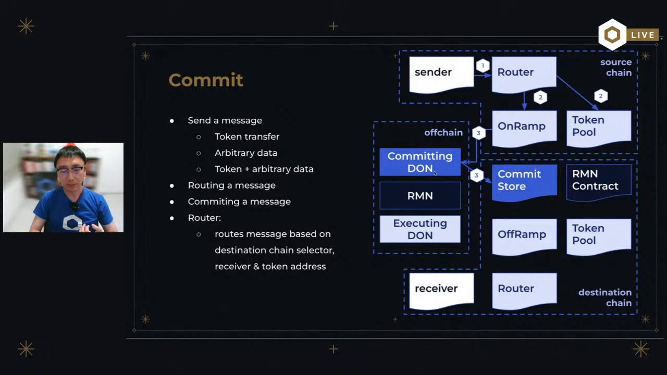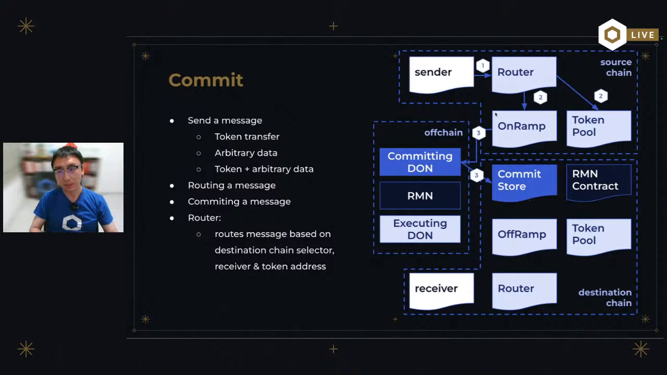And the decentralized Oracle network will get the necessary information from the log and then relay it to the commit store, this smart contract in the destination chain, with the Merkle tree proof. And this is step number one, the commit. In step number one, you can do a token transfer, you can send arbitrary data, or you can transfer a token plus arbitrary data from the source chain to the destination chain.